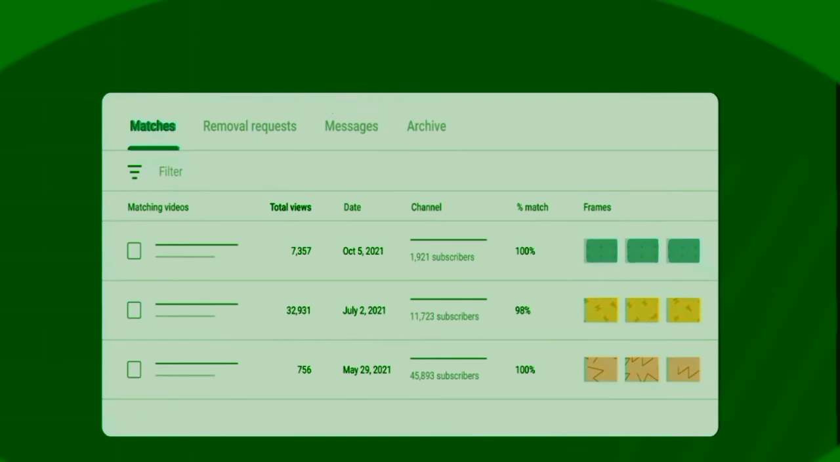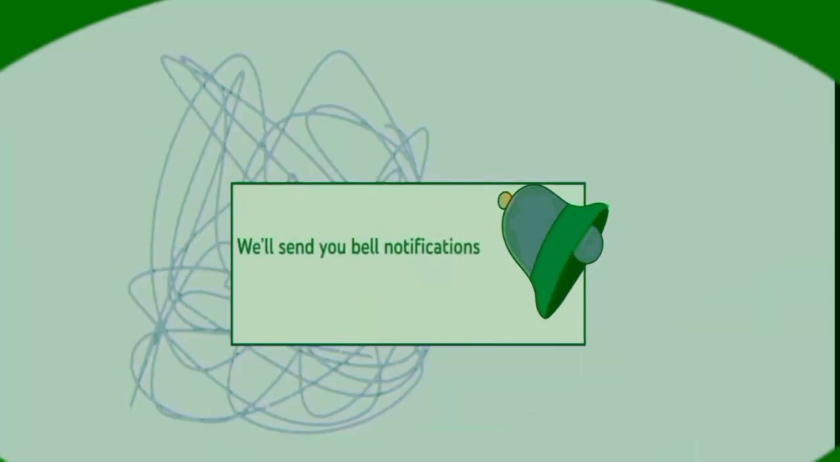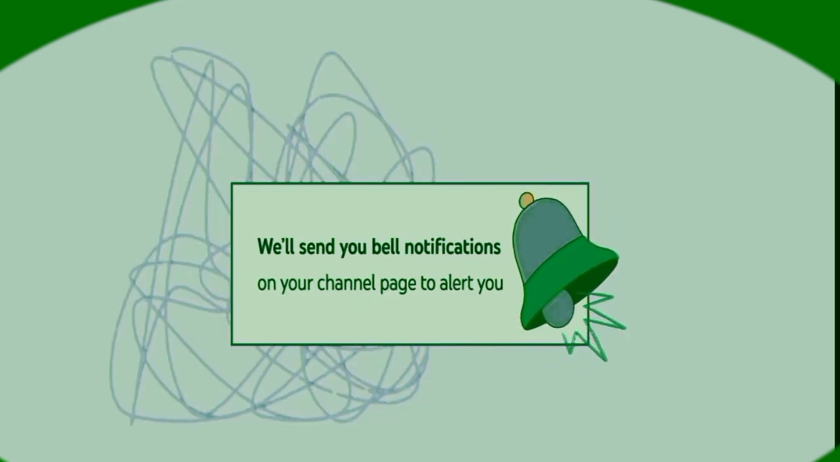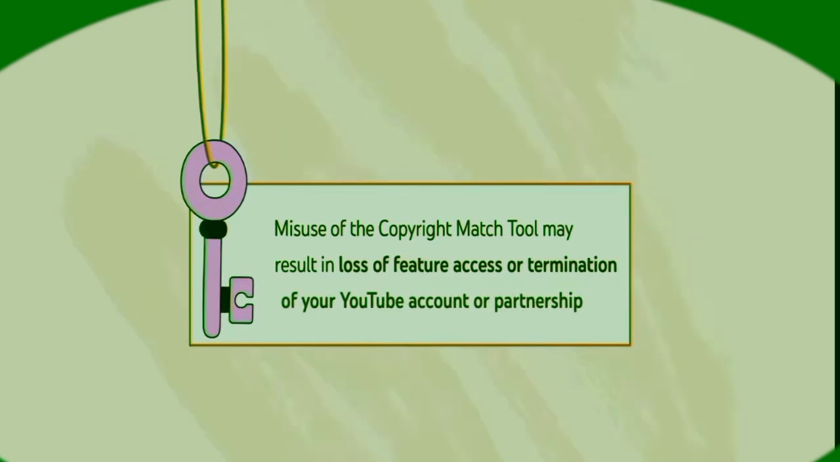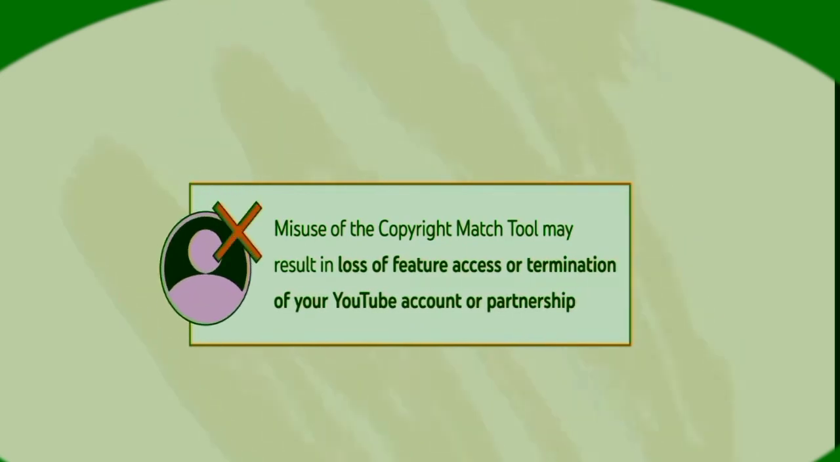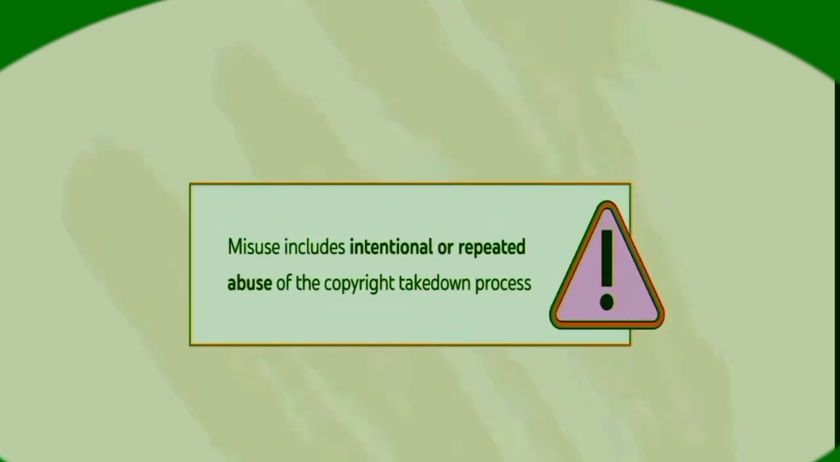Note that if you want to archive or request removal in bulk, you can do so by checking the box next to multiple videos. To help you stay updated when new matches are found, we'll send you bell notifications on your channel page to alert you. Note that misuse of the Copyright Match tool may result in loss of feature access or termination of your YouTube account or partnership. Misuse includes intentional or repeated abuse of the copyright takedown.